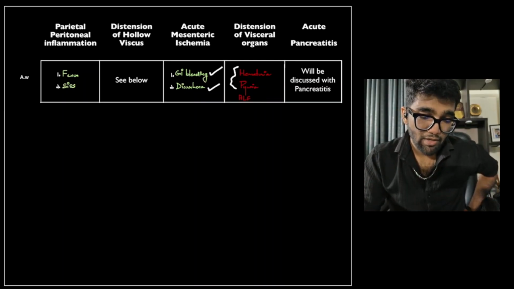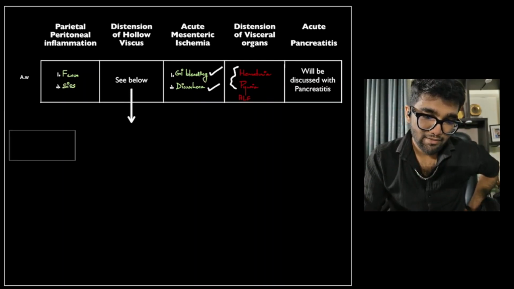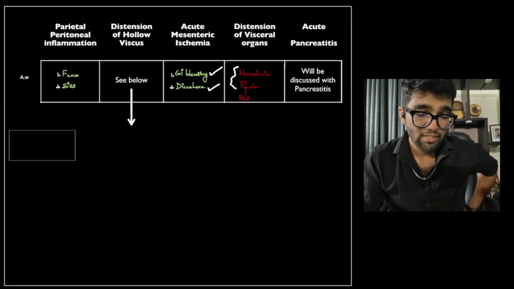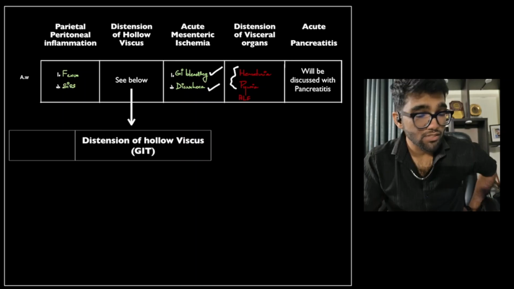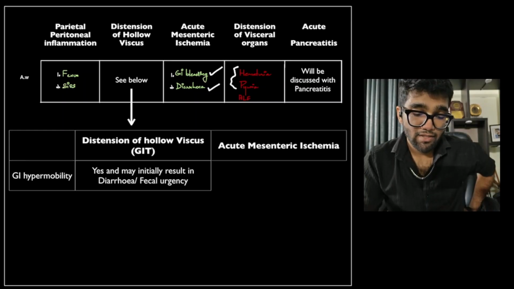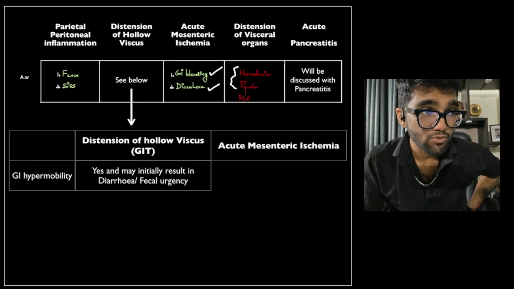Now, I would like to highlight how distension of hollow viscus and acute mesenteric ischemia often have very overlapping features, but they are notably different in some important ways. So first is GI hypermotility. Like I discussed, when there is obstruction of a hollow viscus, specifically the gastrointestinal tract, the gastrointestinal tract tries to get rid of the obstruction by contracting vigorously. This is both proximal and distal to the obstruction.